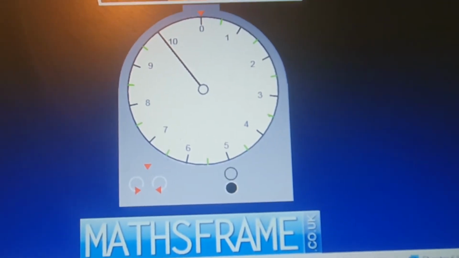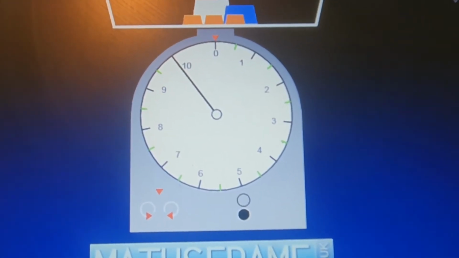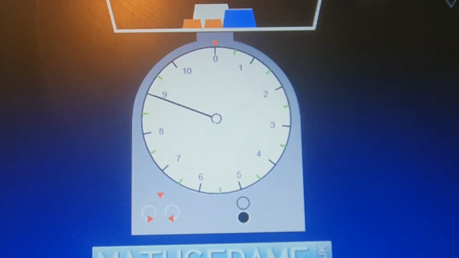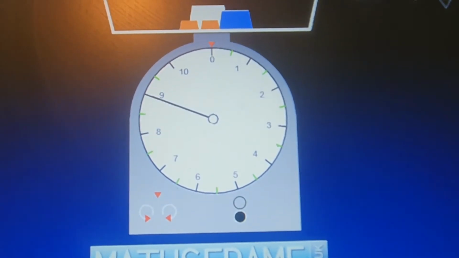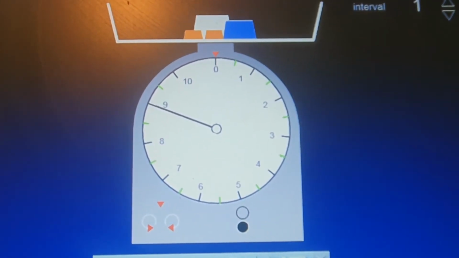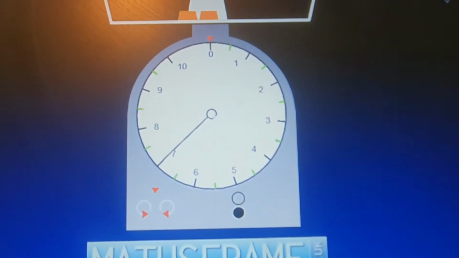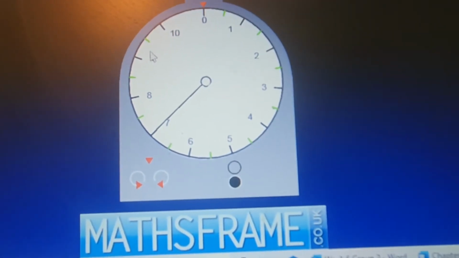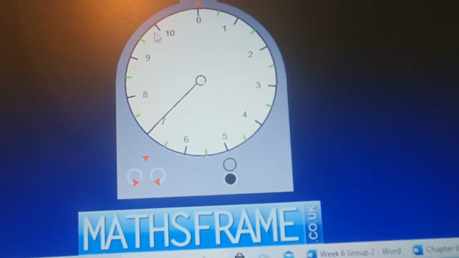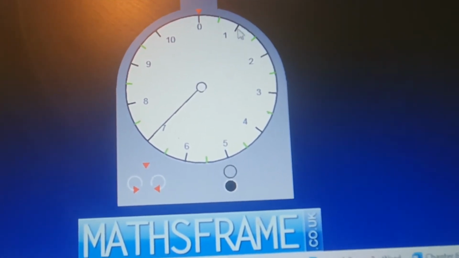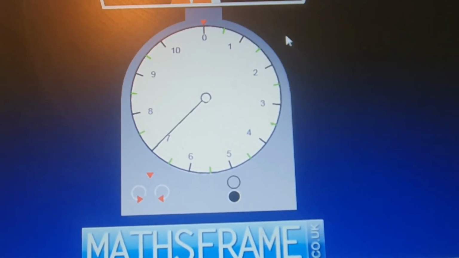What about if I took 1 kilogram off? So 10 take away 1 is 9. What about if I took 2 off? So 9 subtract 2 is 7. So today we're just looking at the objects for 1 kilogram, and we'll just be looking at some weighing scales.